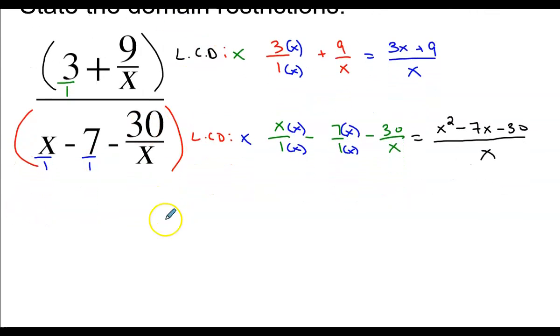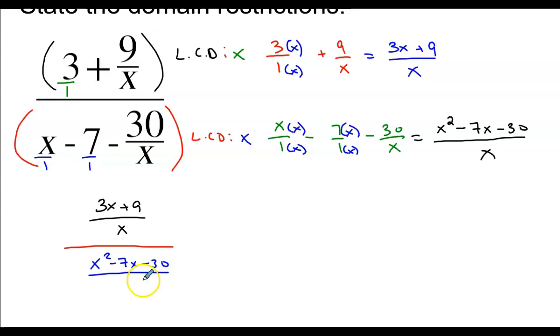So I simplified the numerator, I simplified the denominator, and then I'm going to just rewrite this one more time. I'll do this a few times just to show you what it is, and then I'll stop doing this at some point, okay? So I got 3x plus 9 over x as my whole numerator here. And that was all over the second fraction, which was x squared minus 7x minus 30 over x.